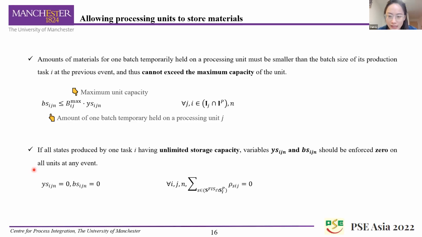If all states produced by one task have unlimited storage capacity, the corresponding variables YS and BS should be enforced to 0 on all units at any given points.